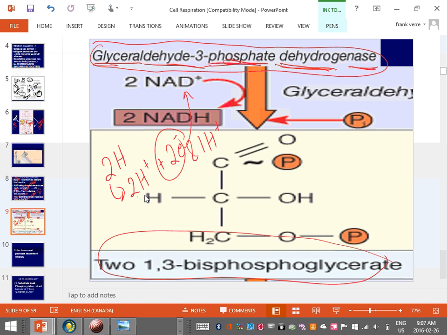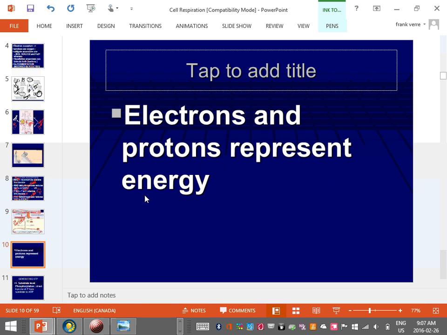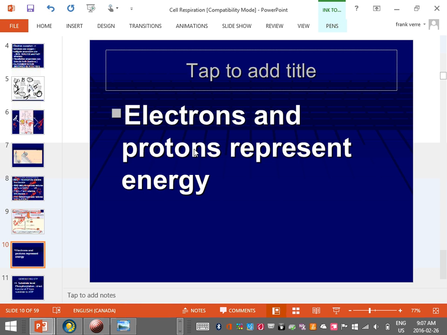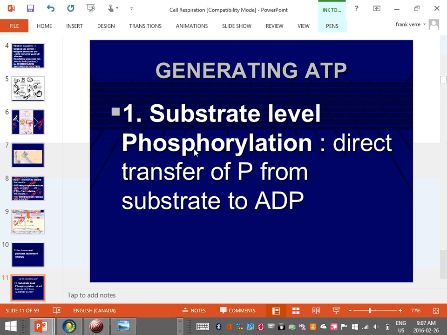As we go through this, you're going to see names of enzymes, and I want you to be able to decipher what they do based on what their name is, okay? And we'll talk about electrons and protons as we go through this. Why do we need to pick up electrons and protons here? Why are they important? You'll see why as we go through this, because they're going to represent energy, and you'll see how they represent energy.